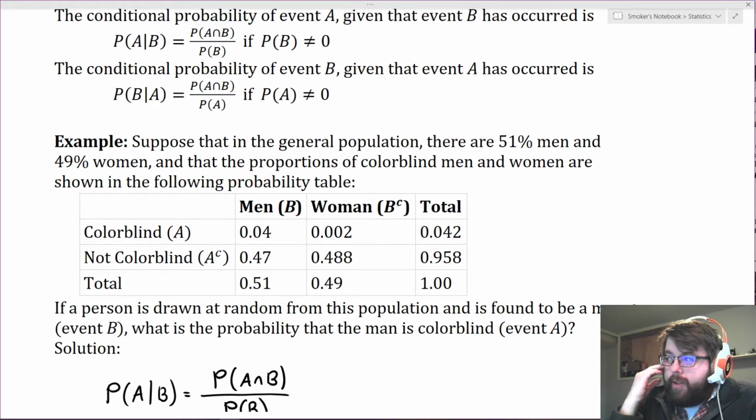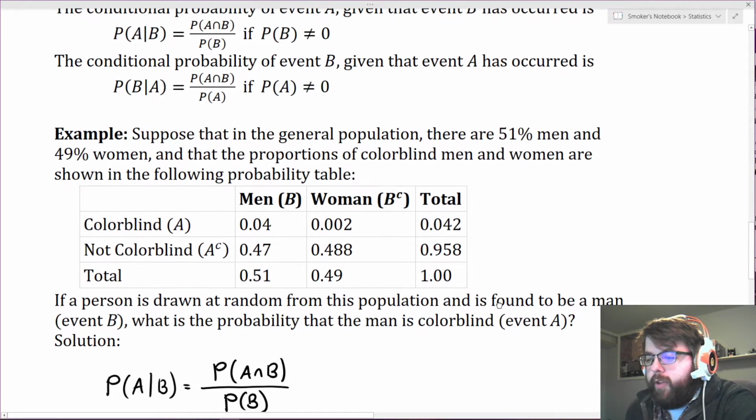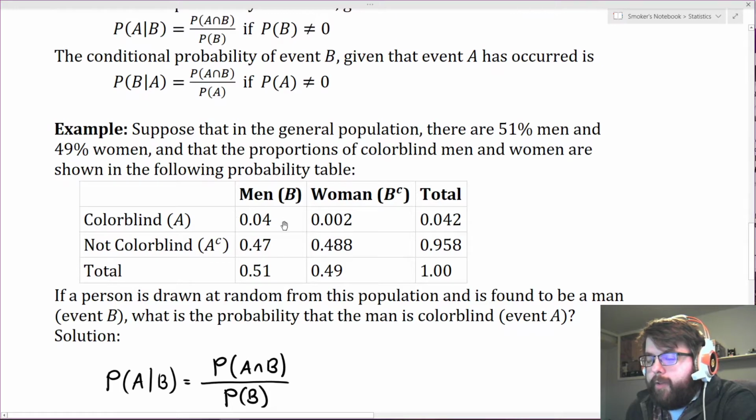Okay, so that's different. We're not pulling from the general population anymore. We're pulling from only men. So we know it's a man already. What is the probability that once we've pulled a man, it's a colorblind person? Like I was saying, this 4% is the 4% of the entire population that are men and colorblind. 0.2% of the entire population are women who are colorblind. So the probability of A intersect B would be the 4%.